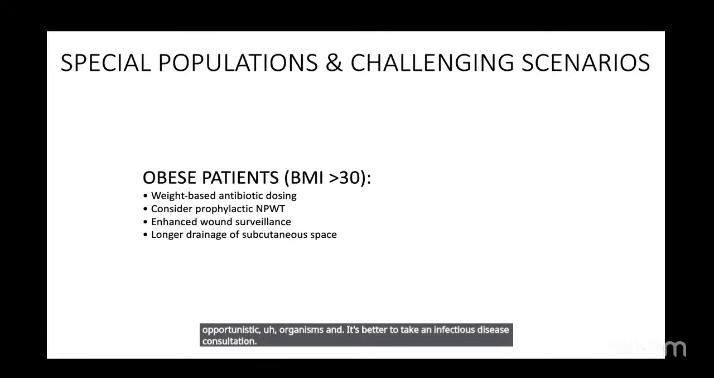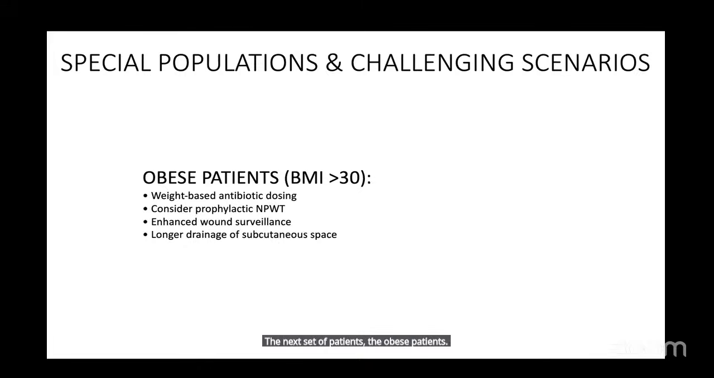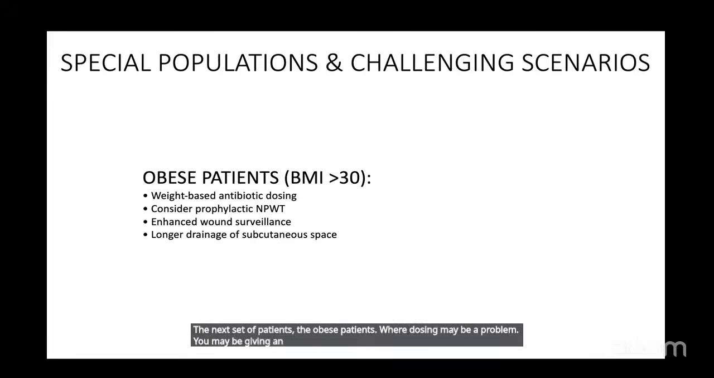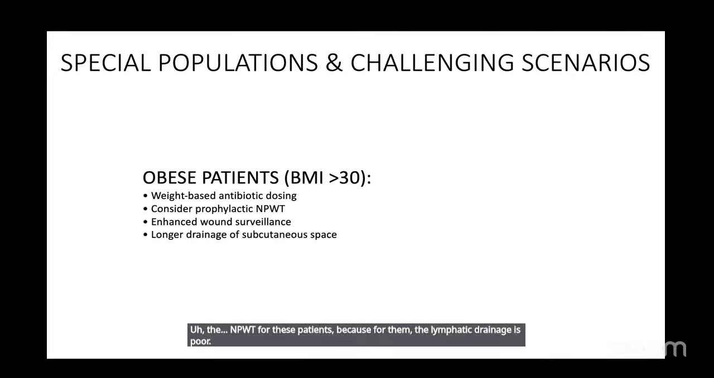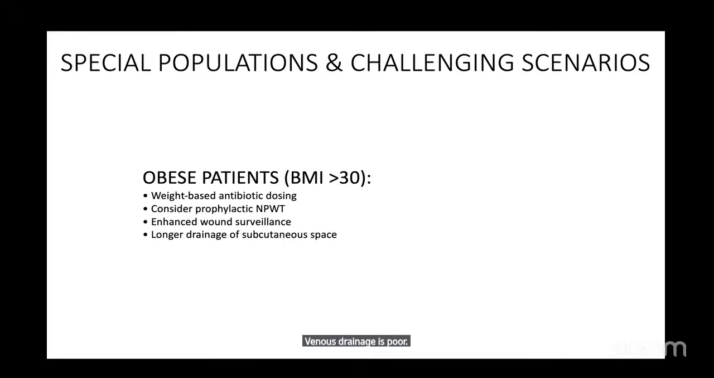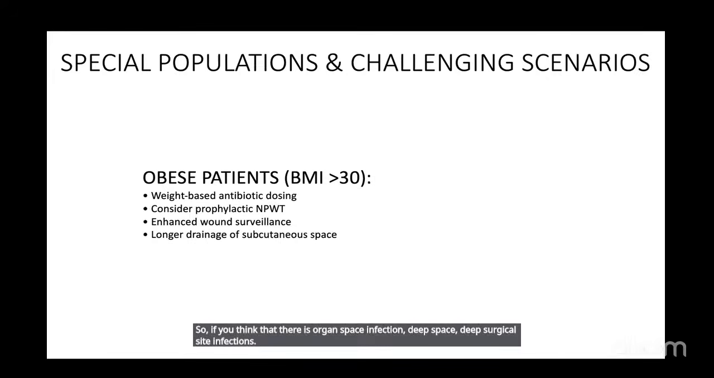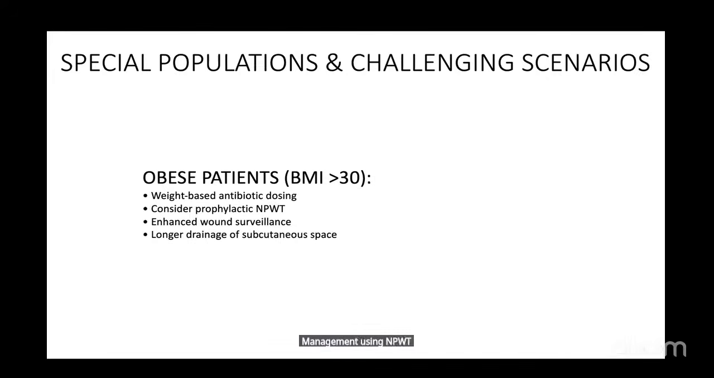The next set of patients, the obese patients, where dosing may be a problem. You may be giving an antibiotic, but the dosing may not be correct. So appropriate weight-based antibiotic dosing is mandatory. Consider NPWT for these patients, because for them, the lymphatic drainage is poor, venous drainage is poor, and chances that edema fluid collects in the local area is very, very high. So if you think that there is an organ space infection or deep surgical site infection, management using NPWT actually helps.